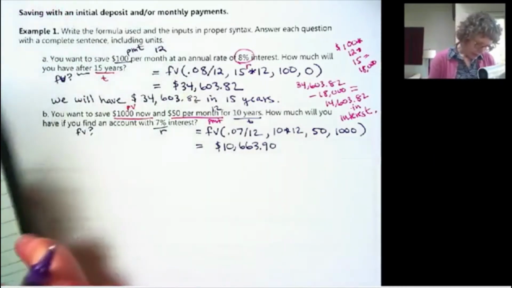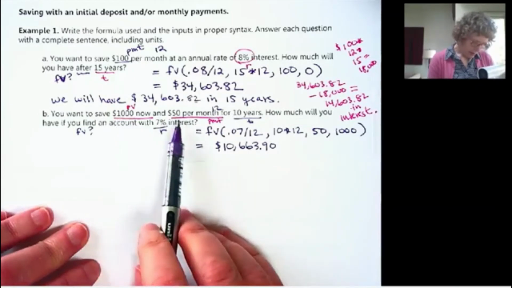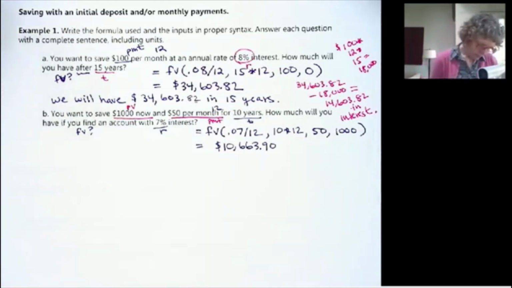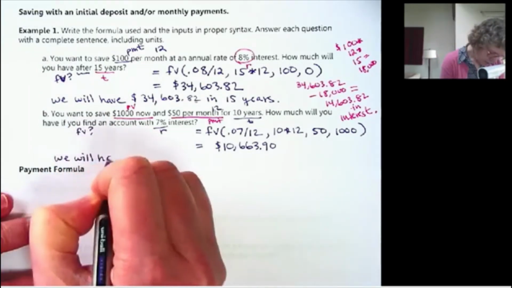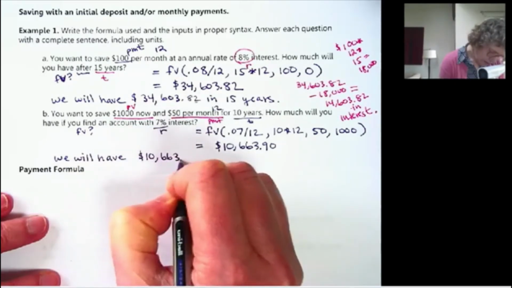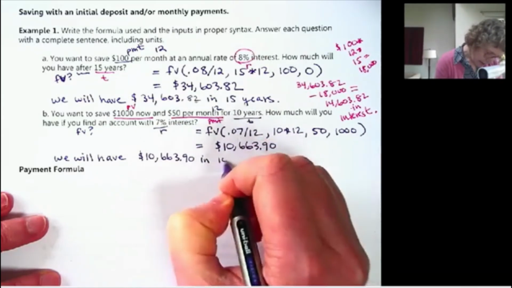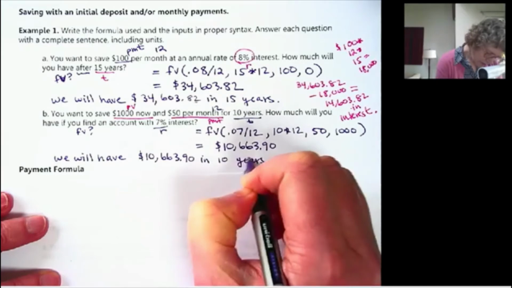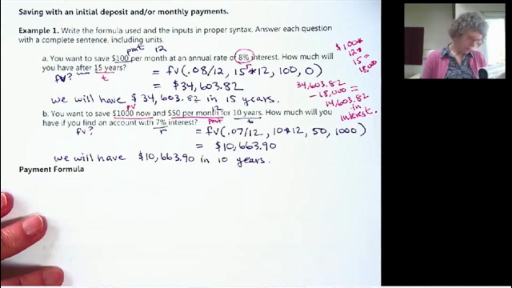So that was 10 years, not as long as the 15, putting in 1,000 now and then 50 a month. So we would have $10,663.90 in 10 years. Okay. So those are two more examples using, these are both using the future value formula, but having a payment involved.